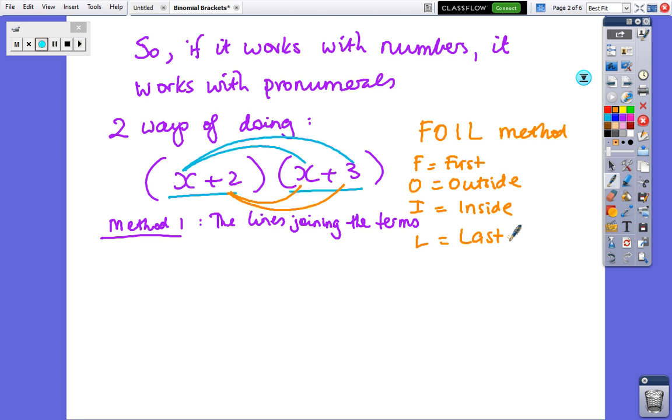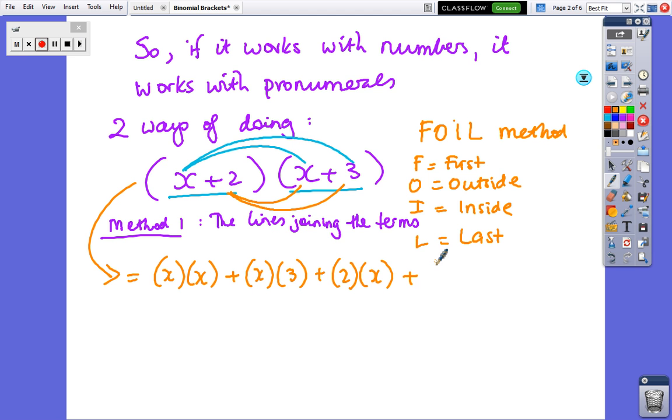But you don't have to do it this way, but if you have friends in other classes, they might tell you they're using the FOIL, F-O-I-L. So this expansion here is going to be x multiplied by x plus x multiplied by 3 plus 2 multiplied by x plus 2 multiplied by 3. Now I like putting in brackets, it's not crucial, but that's the way I'm going to do it. So there's 4 questions now that you have to multiply out. So can you have a go at that? And then when you're ready, come back.